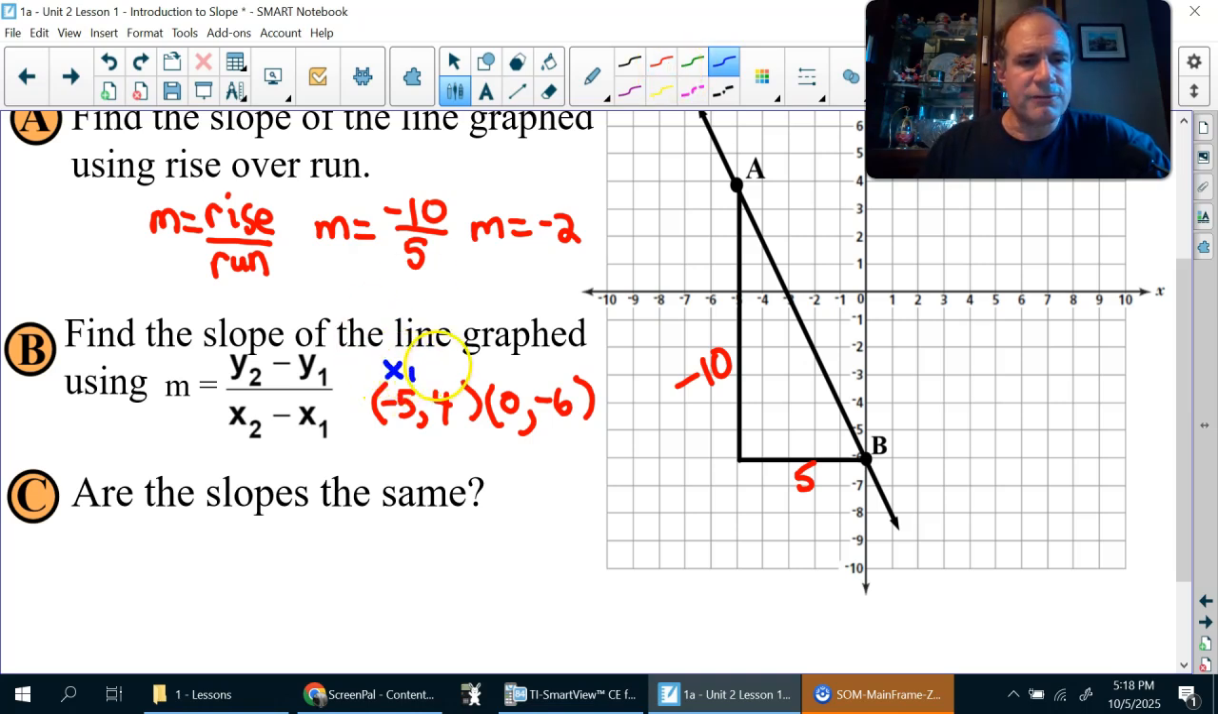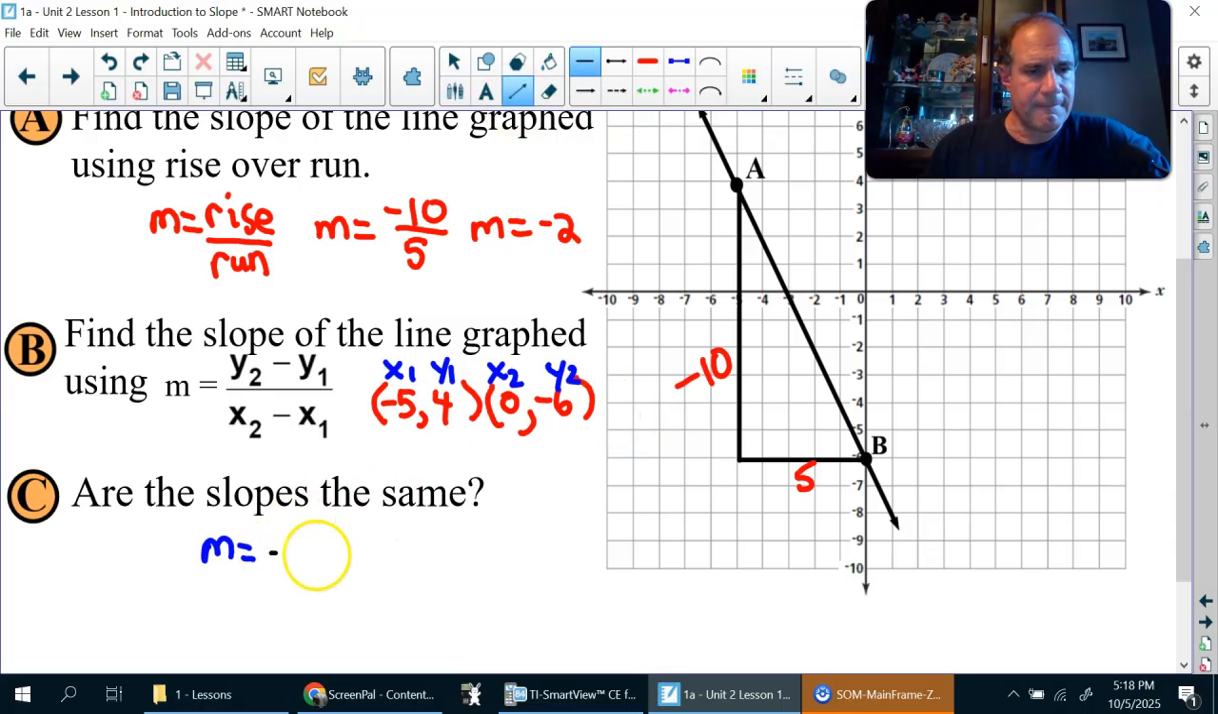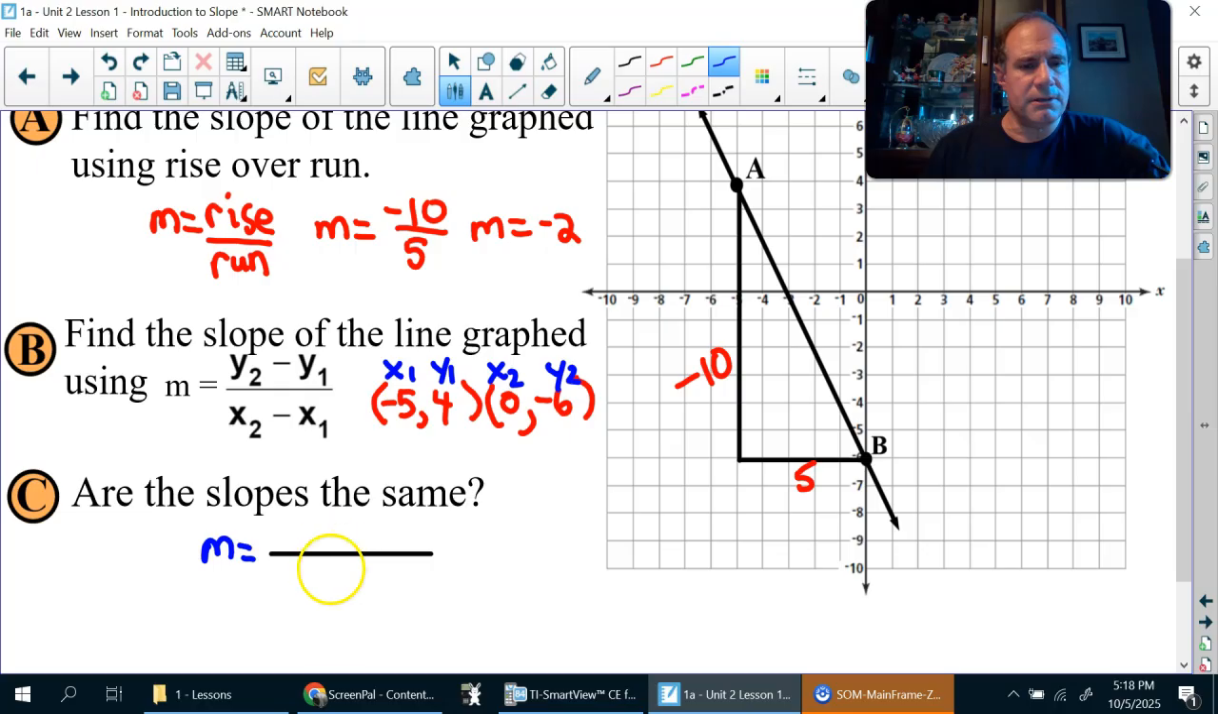So we're going to label x1, y1, x2, y2. So we're going to put down here m equals y2, which is negative 6. We're going to put the line like that. We are going to put the minus sign in the middle of each, and now we're going to substitute the numbers in. y2 is negative 6. y1 is 4. x2 is 0. x1 is negative 5.